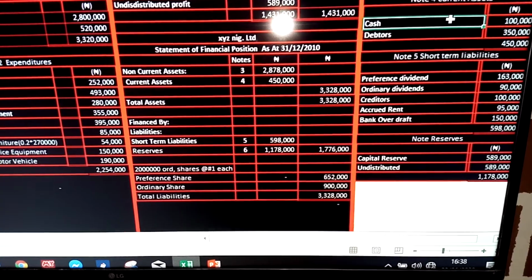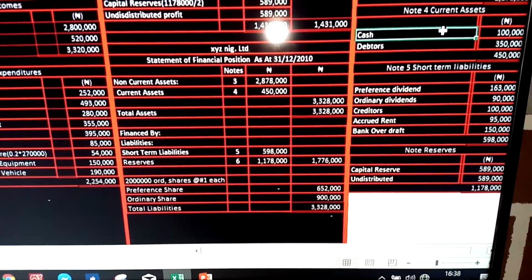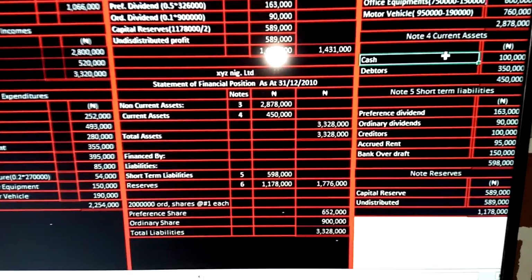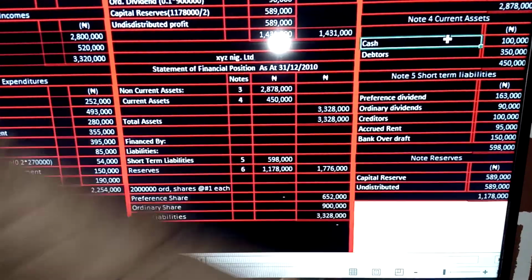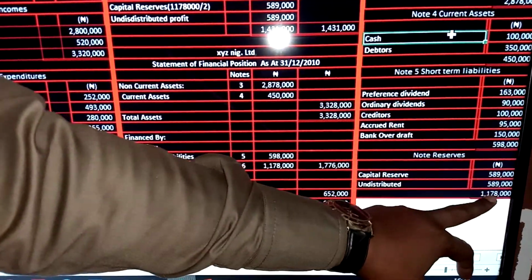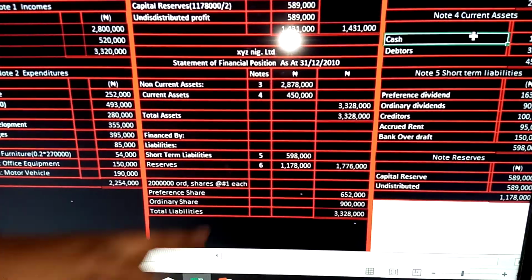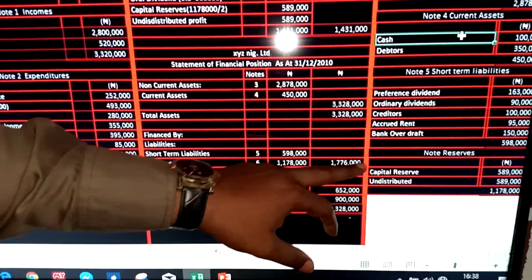What are your reserves? Remember, we said we are taking half of the profit after dividends payments to what? Capital reserve. So we have capital reserve here, 589,000. Then the undistributed profit, which is also a reserve, will be there. So total is what? 1,178,000. That's what you have here as the what? Reserve. So when you add this to this, you have 1,776,000.